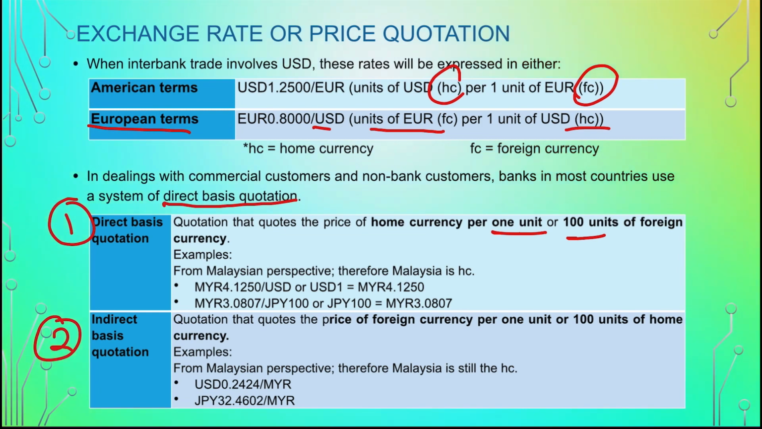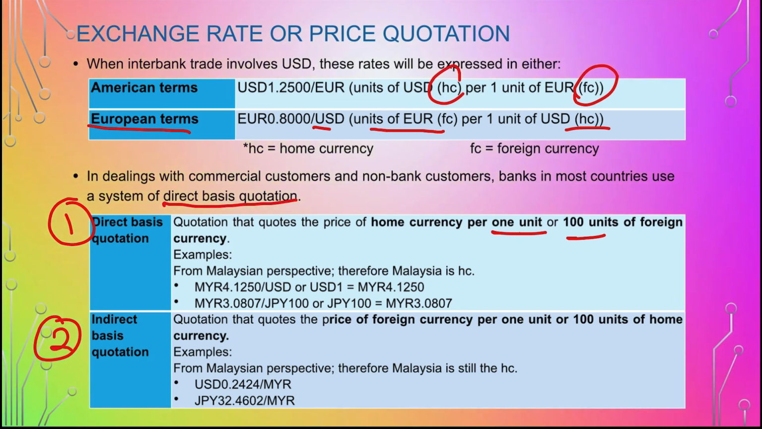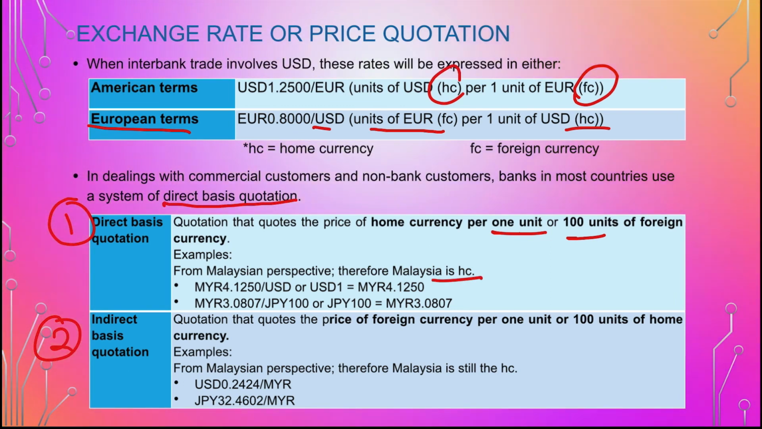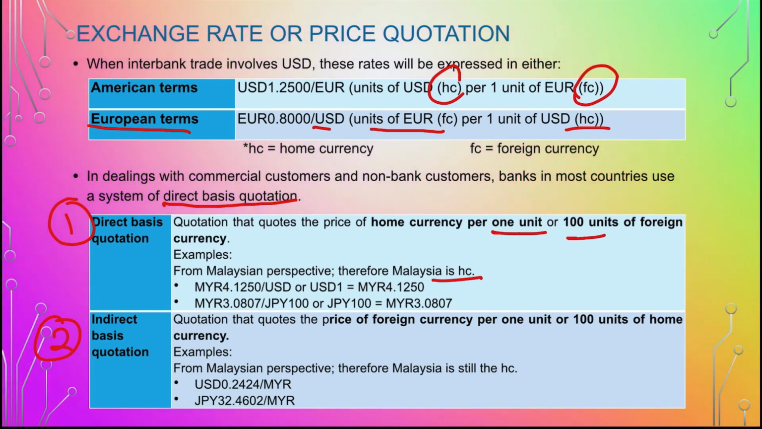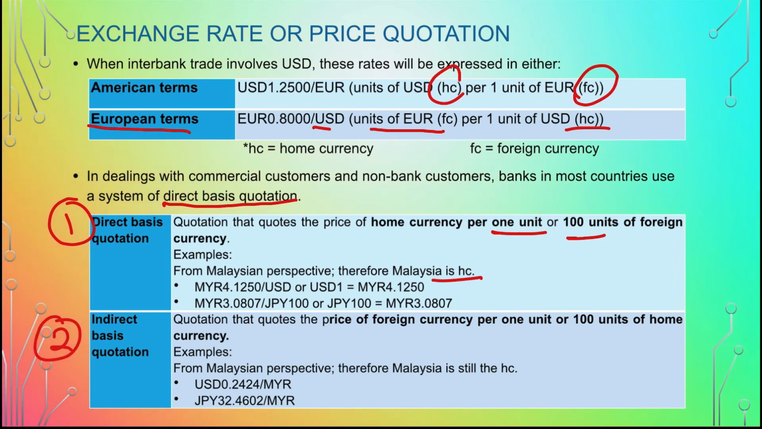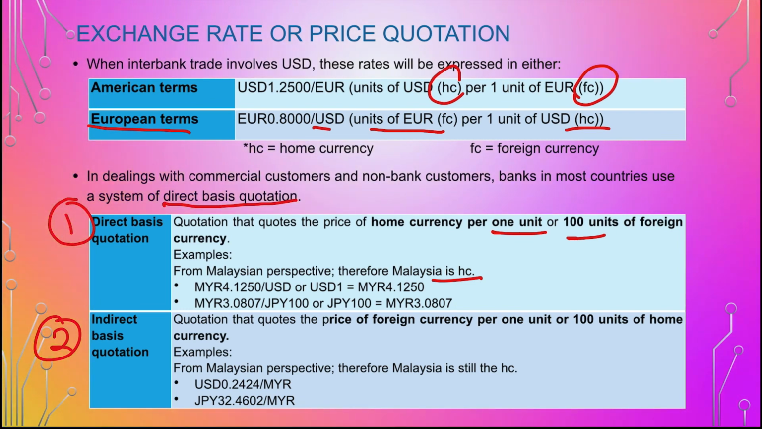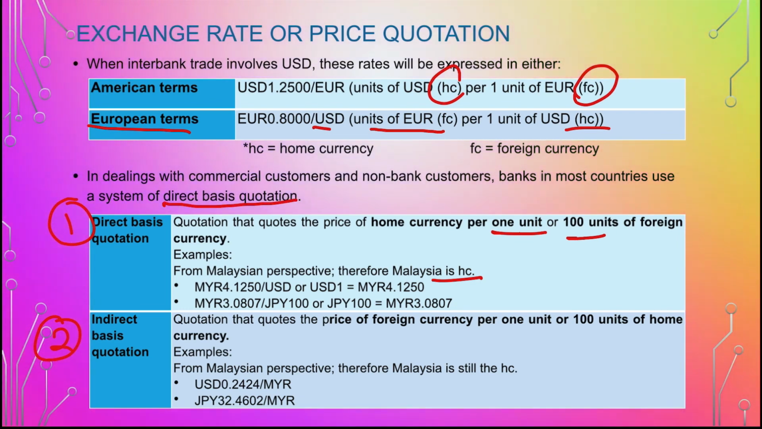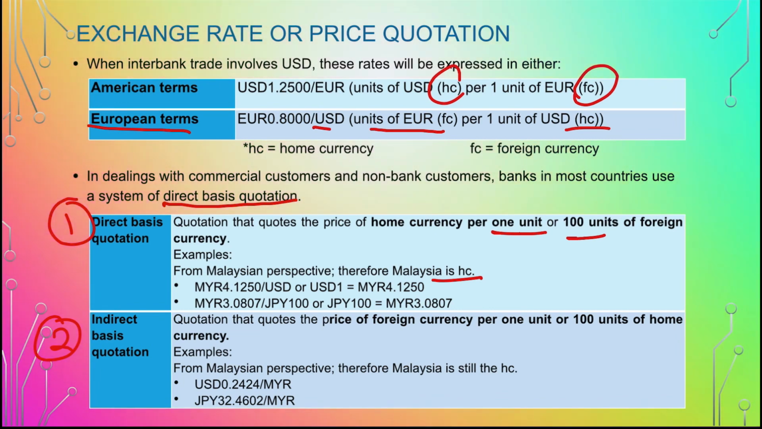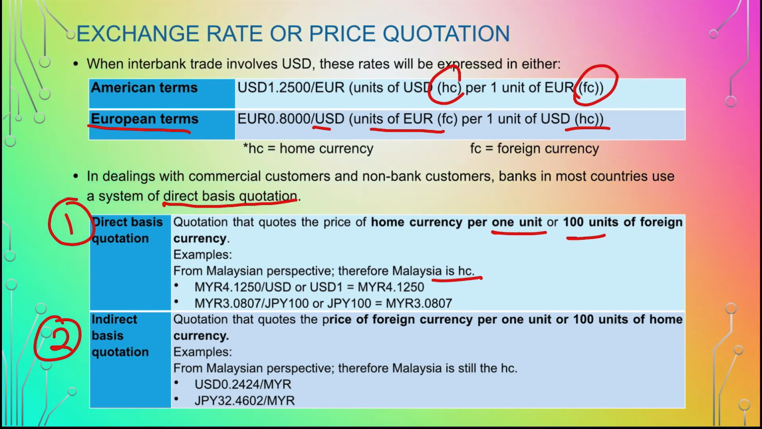Okay, we look at it from a Malaysian perspective. For example, from Malaysian perspective, Malaysia is home currency. So how do we quote the exchange rate from Malaysian perspective? Let's look at the first example, the Malaysian ringgit versus US dollar, meaning Malaysian ringgit 4.1250 per 1 US dollar. We can say that one US dollar equals Malaysia ringgit 4.1250.